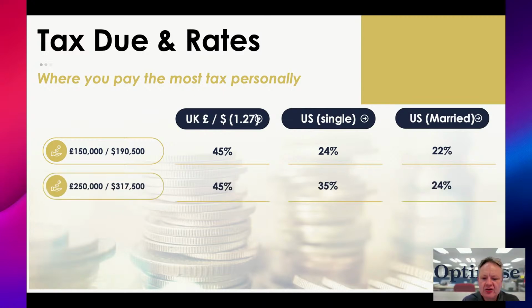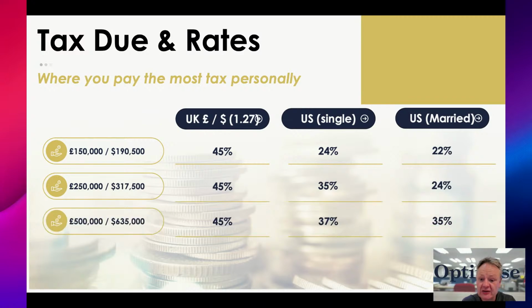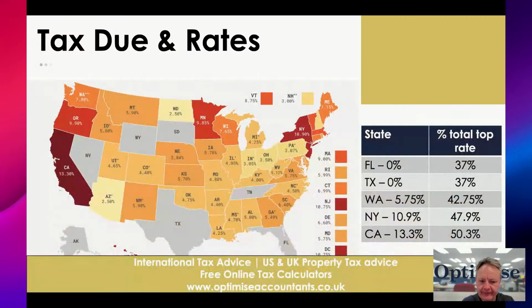Looking further, if you've got £250,000 worth of earnings, then the UK is still 45%. As a single person in the US, it's 35%, 24% as a married couple, which is still less. Even at £500,000, the US still doesn't charge you. These are the top tax rates now. So the UK is 45%, US 37%, and the married couple there is 35%, still cheaper. It's not until you get to 1 million before you get to the 37% as the married couple. So there's a huge differentiation between the UK system and the US.